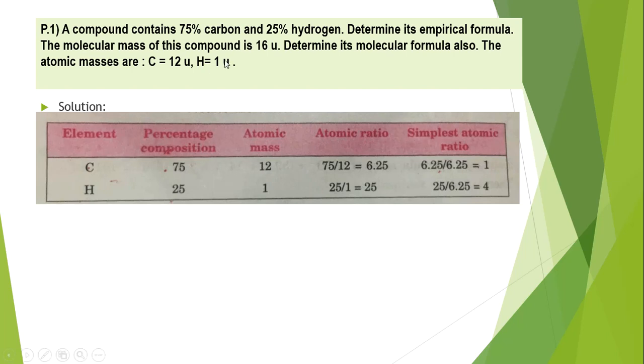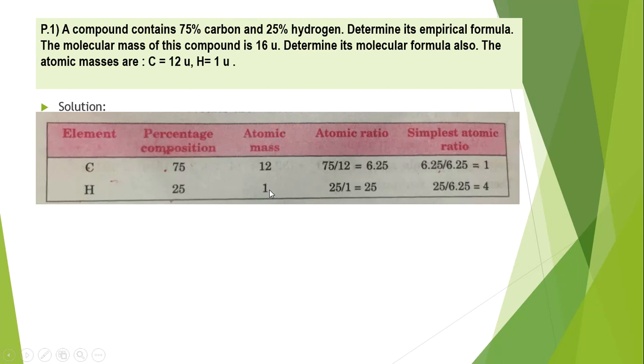So the elements which are present are carbon and hydrogen. So we will write the element symbols here, carbon, then hydrogen. And in front of the carbon, the percentage composition is given as 75%. So we have to write here 75. And for hydrogen, it is 25. Then comes the atomic mass. Carbon's atomic mass is 12 and hydrogen's is 1.